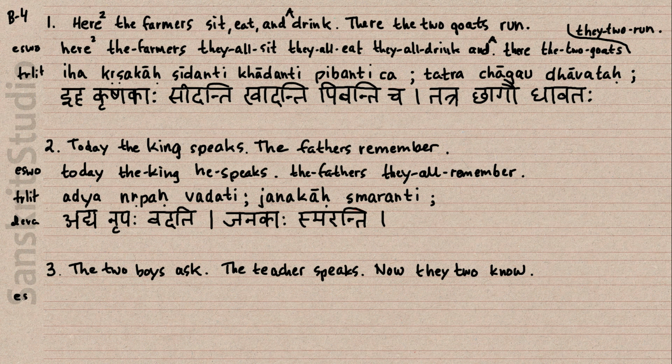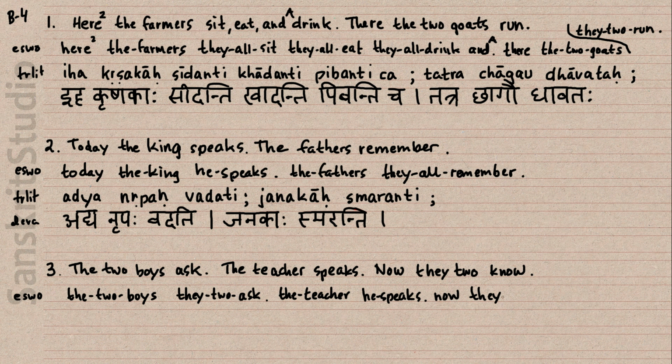So we're grouping, we're doing our eswo, the two boys, they two ask. The teacher, and he speaks as clarification of the verb. And now they two as a pronoun then, and then they two clarification of the verb, they two know, like that. Okay, and we do our transliteration.